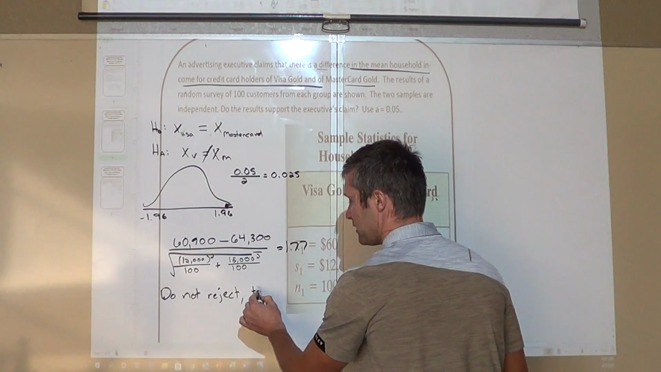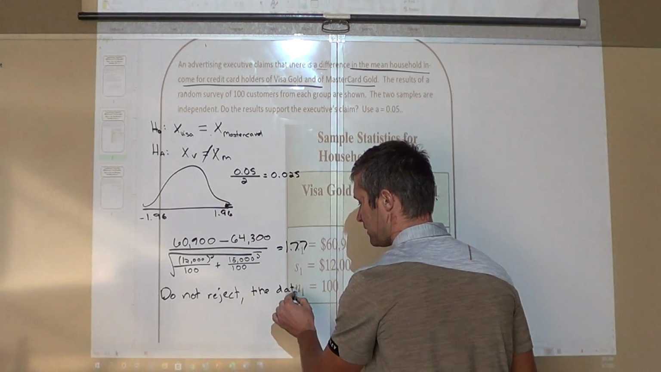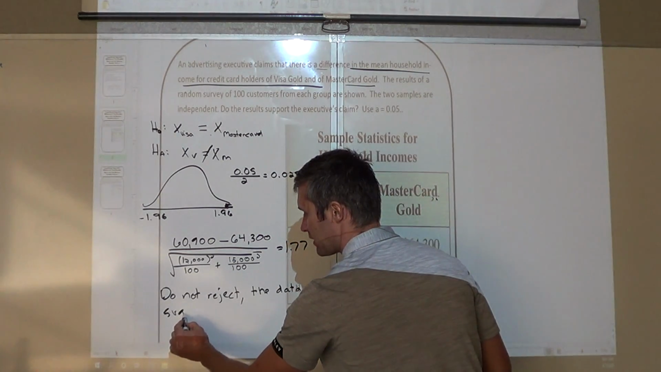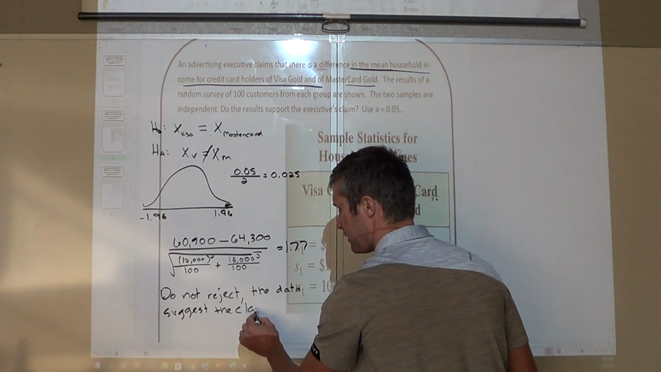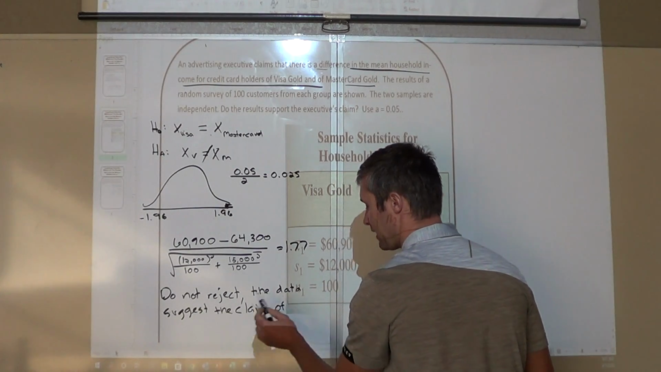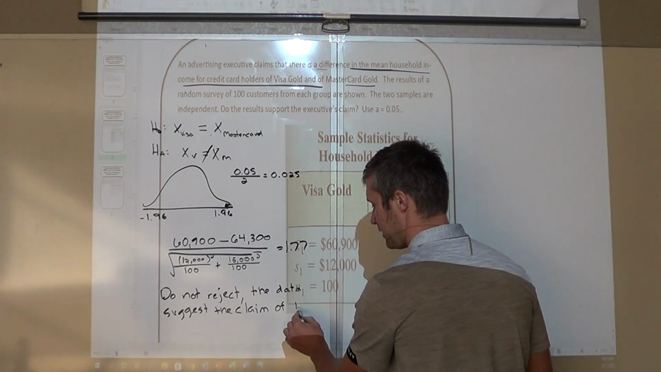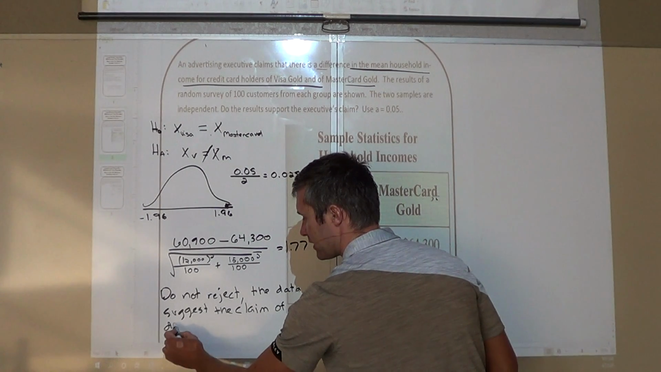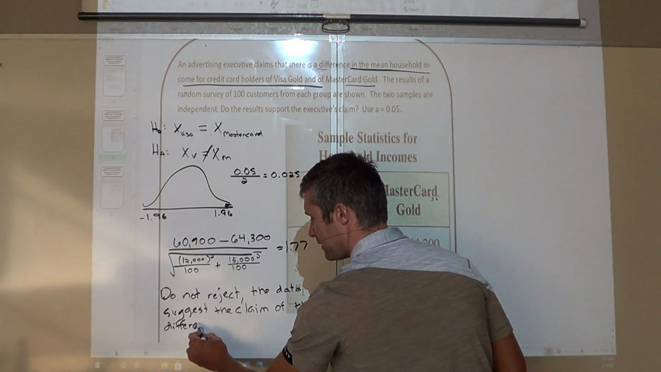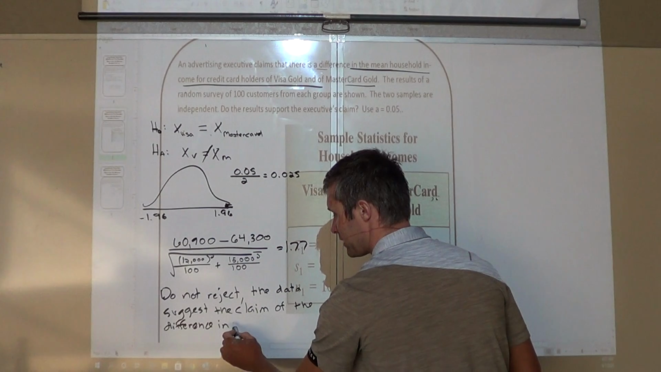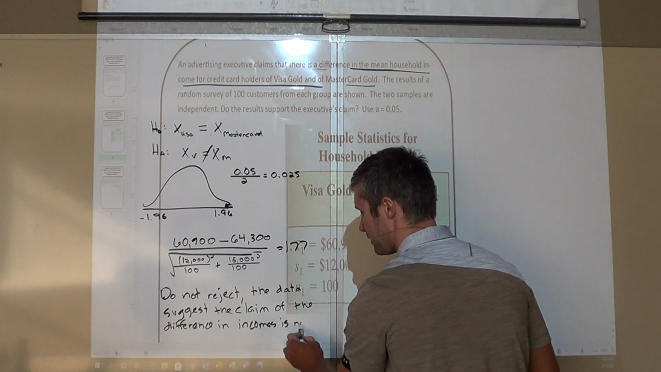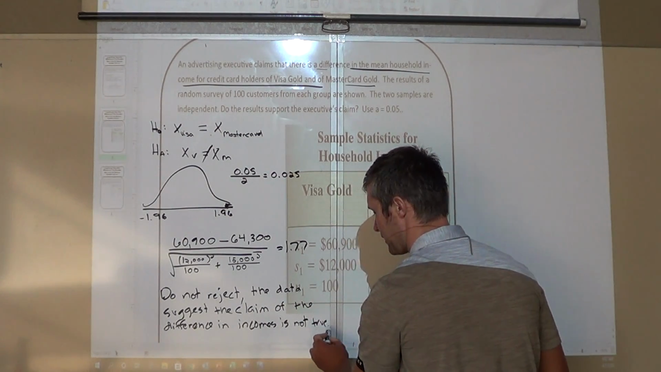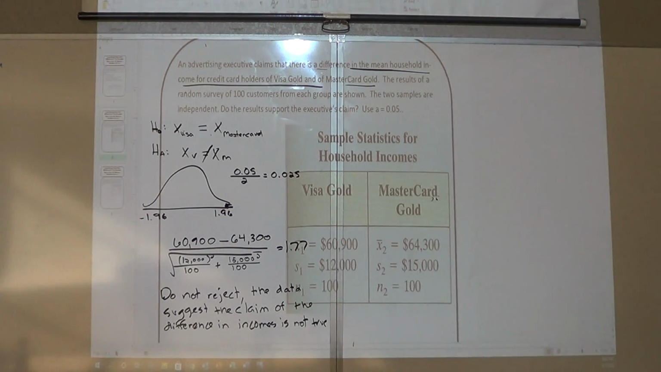So the data suggests the claim of a difference in incomes is not true. There is no significant difference. So that claim is incorrect according to the data that we have.